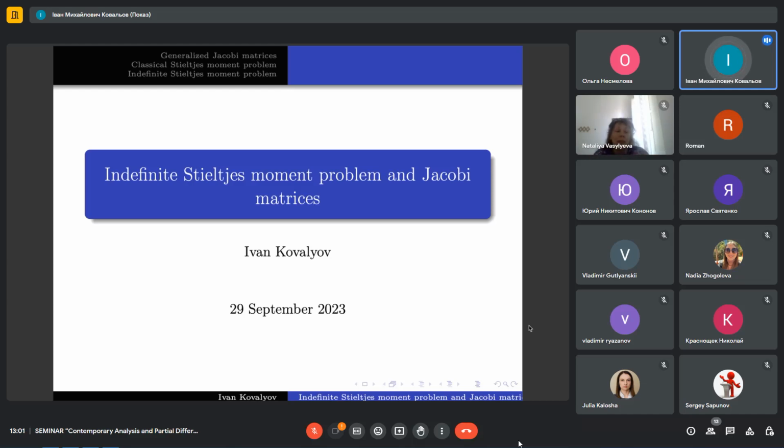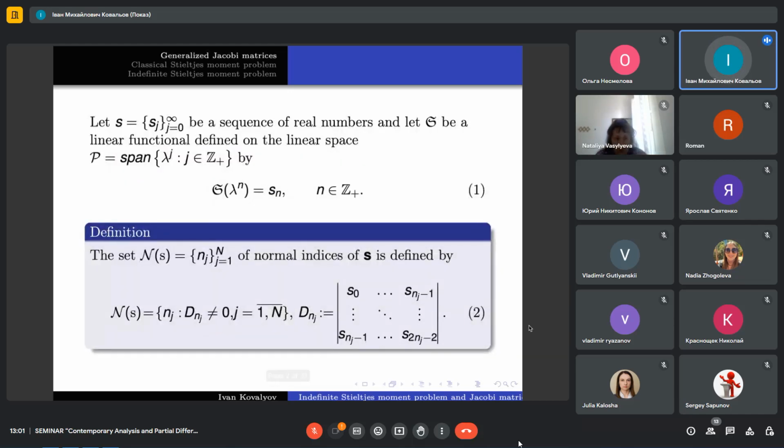The first part of my talk considers the double transformation of generalized Jacobi matrices. First of all, we recall some terms of this topic, and we will see some results.